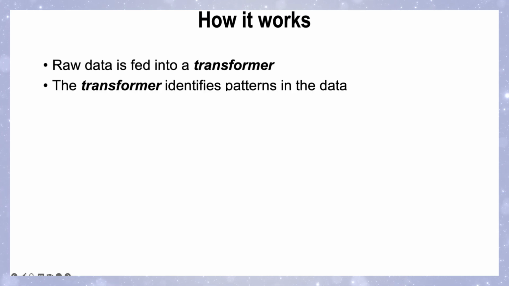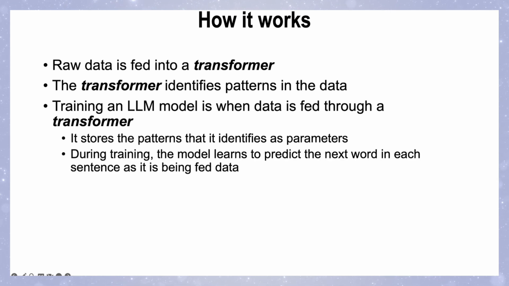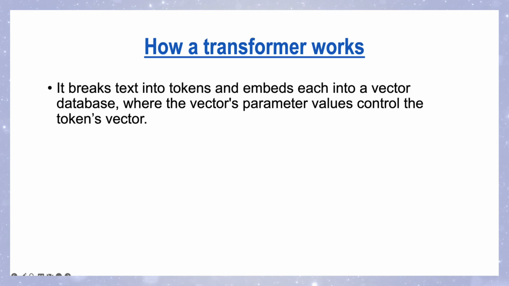The transformer identifies the patterns in the data, and training a large language model is when data is fed through the transformer. It stores the patterns that it identifies as parameters, and during the training, the model learns to predict the next word in each sentence as it's being fed data. So you feed it a sentence and it reads the first word, and based on that it tries to guess the next one. And then it looks at what the actual next word is and decides whether its prediction is working or whether it needs to change something. And it's just an iteration process.